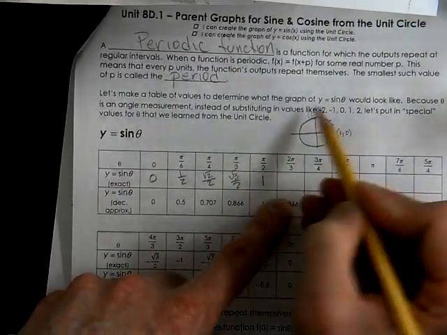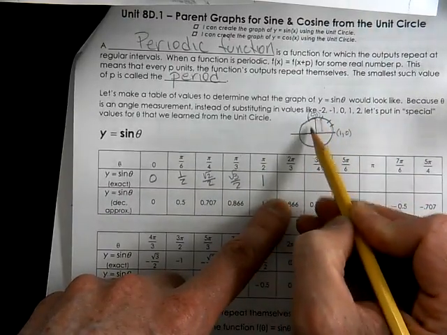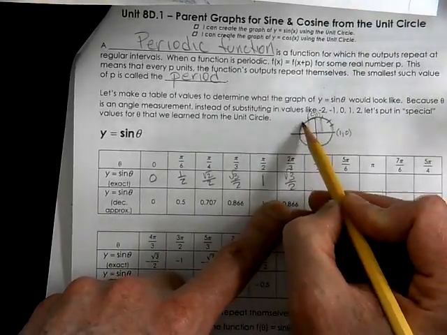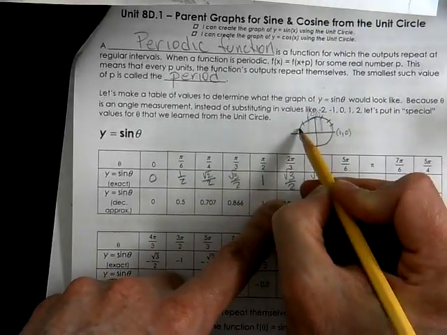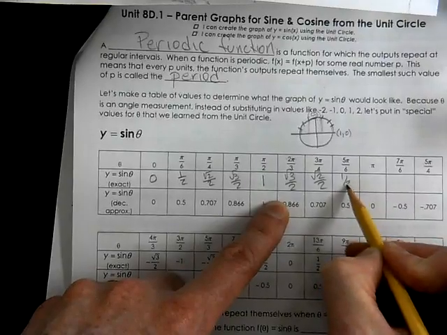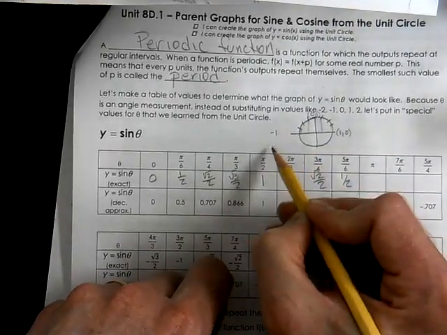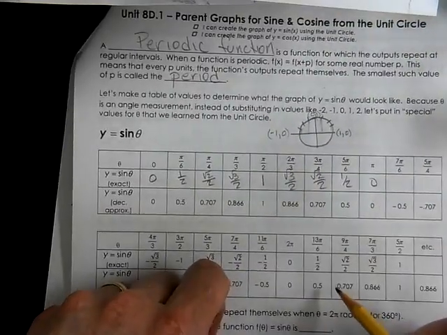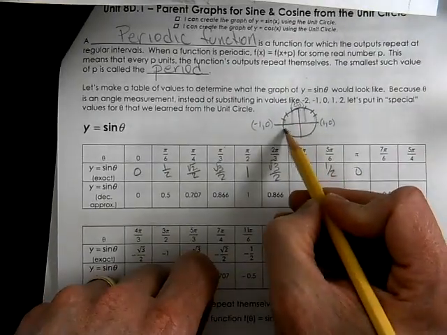So what's the y value? 1. And then we start to come back down. At 2 pi over 3, we're up high, so that's root 3 over 2. At 3 pi over 4, we're at root 2 over 2. At 5 pi over 6, the y value is a half. And at pi, this is -1 for the x and 0 for the y. That would be 0. And then we would just continue around.